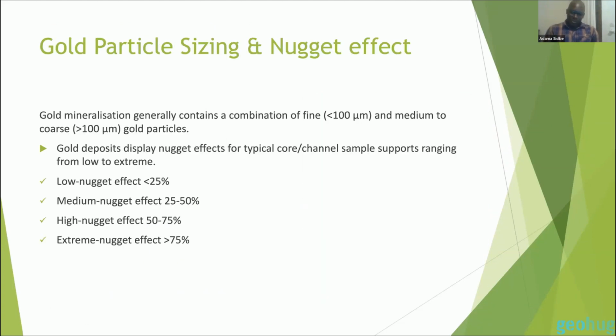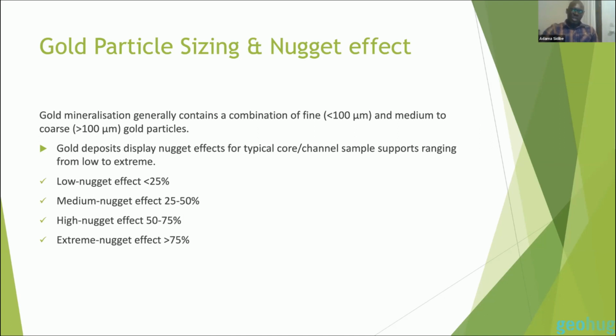Okay. Before gold analysis, we have to know the gold particle sizing and Nugget effect. With the estimation, gold mineralization generally contains a combination of less than 100 nanometer if the gold is fine to very fine, and medium to coarse if the gold particles are higher than 100 nanometer.